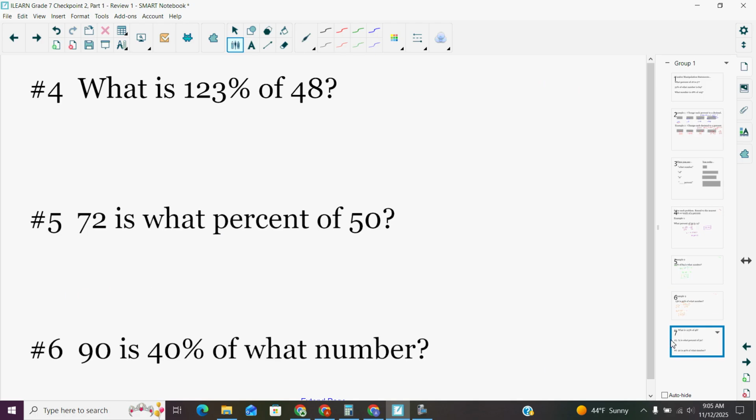What I want you to do right now, we have numbers 4, 5, and 6. You are going to do these. So somebody pause the video, and then once everyone has finished the problems on your own, you can restart the video, and it'll show how to find the solutions.